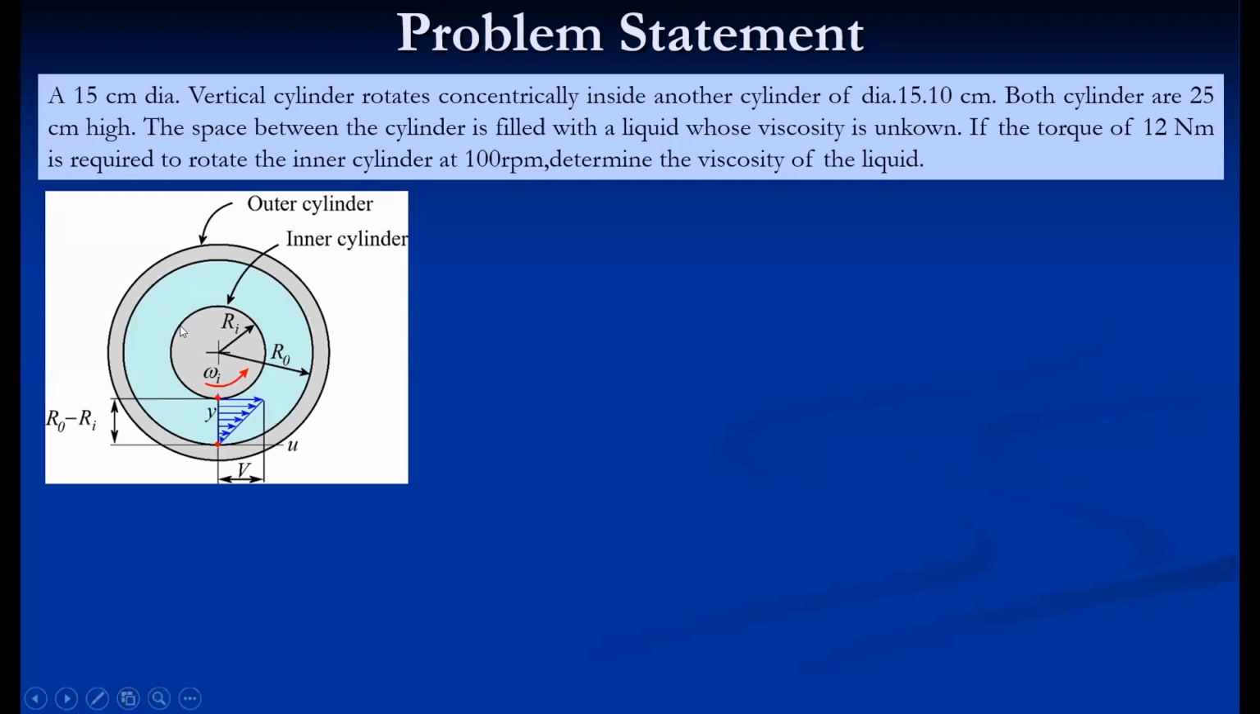So the height of the cylinder is given, that is the length, we can say. The space between the cylinders is filled with a liquid. So this is the space, filled with a liquid whose viscosity is unknown. As it is rotating, some force is required, and force multiplied by radius is a torque. So a torque of 12 Newton meter is required to rotate the inner cylinder at a speed of 100 RPM. Determine the viscosity of the liquid.